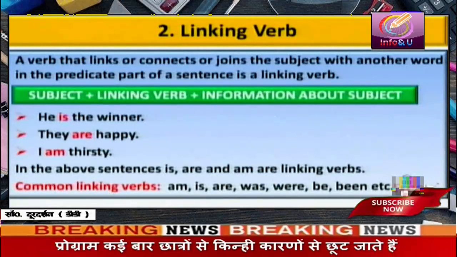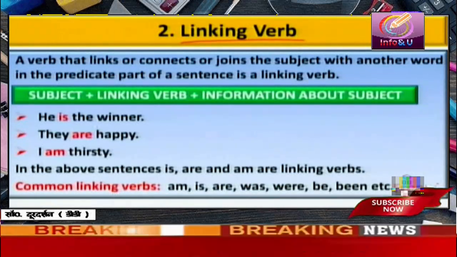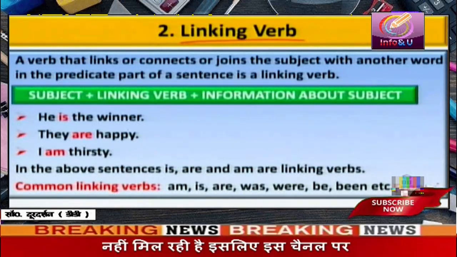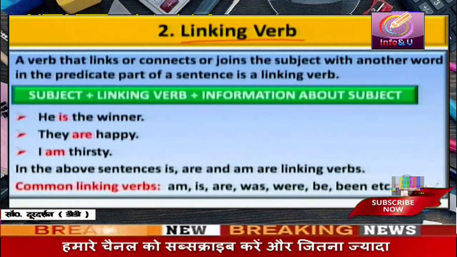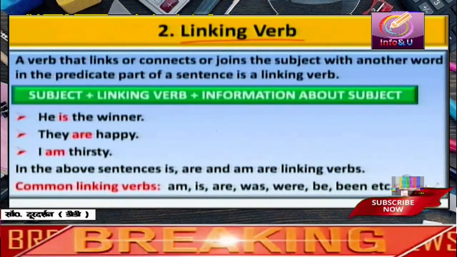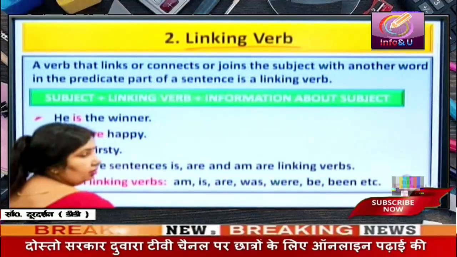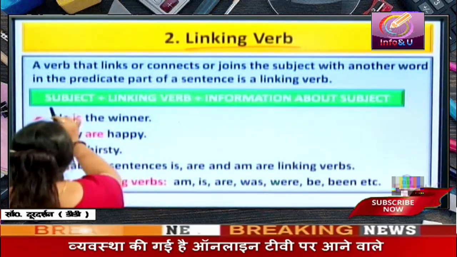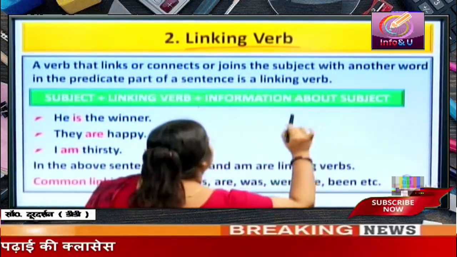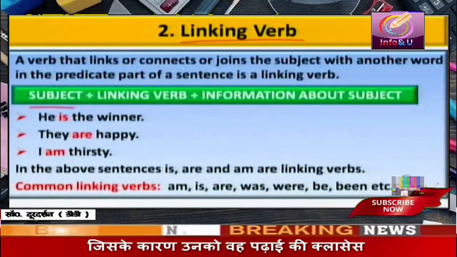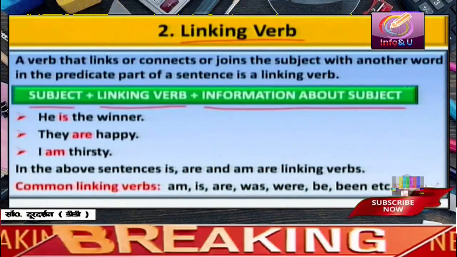Next type of verb is linking verb. A verb that links or connects or joins the subject with another word in the predicate part of a sentence is a linking verb. The structure of these sentences will be like this: first subject, then linking verb, and then information about the subject. Subject, linking verb, information about subject. Let us see the examples.